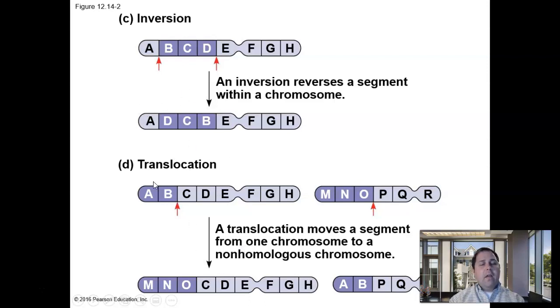And in translocation, you take a portion from one chromosome and attach it to the end of another chromosome. So AB from here is going to go over here to PQR, MNO is going to come over here. And again, this might not be a huge problem, except it's probably going to change expression of different alleles inside of the organism.